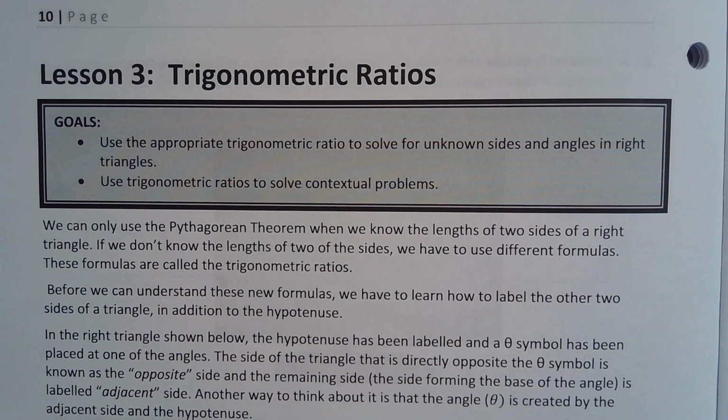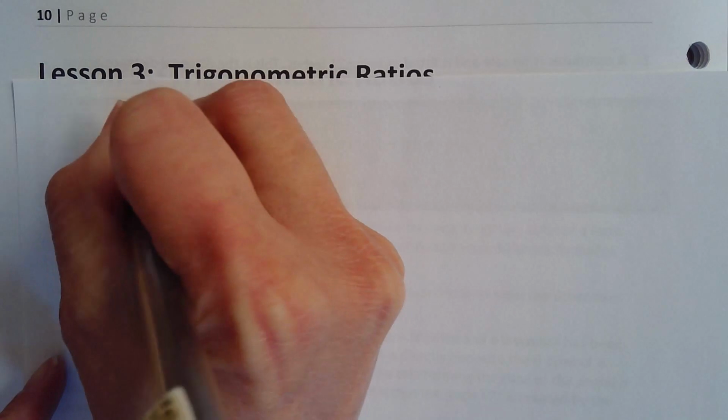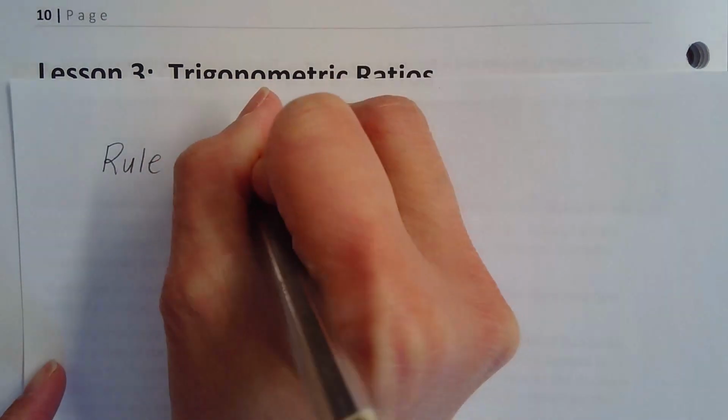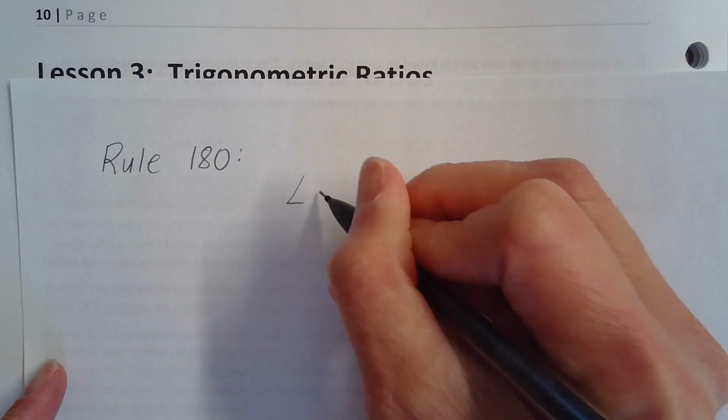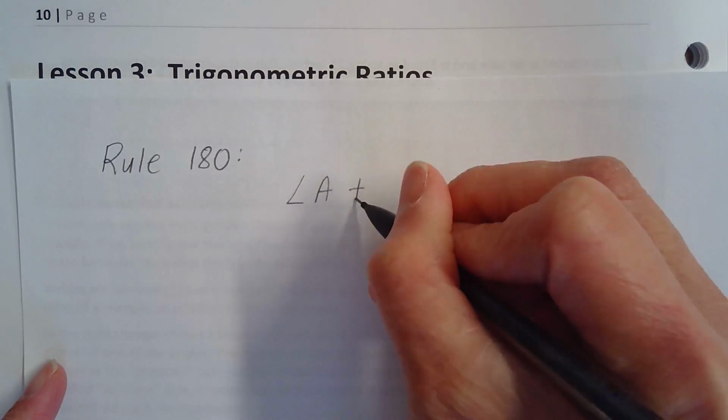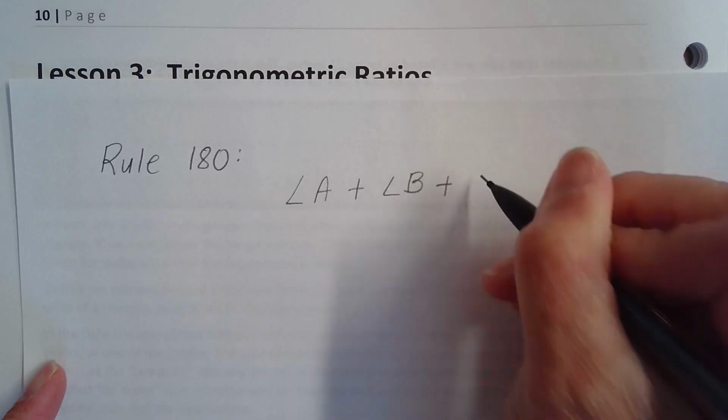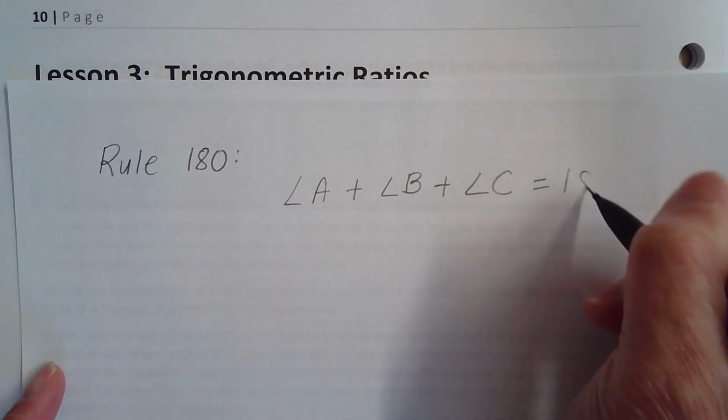So just to recap what we've been talking about, the thing that we discussed in lesson 1 was rule 180. Just rule 180. I'll write down the formula here just to refresh our memory. Rule 180 says you have angle A plus angle B plus angle C equals 180 degrees.